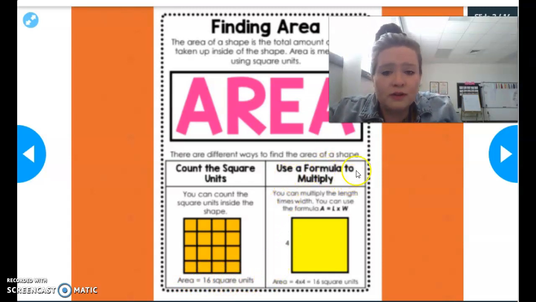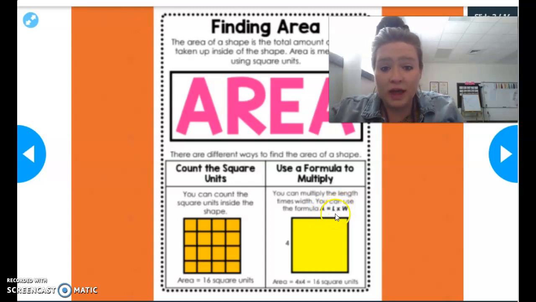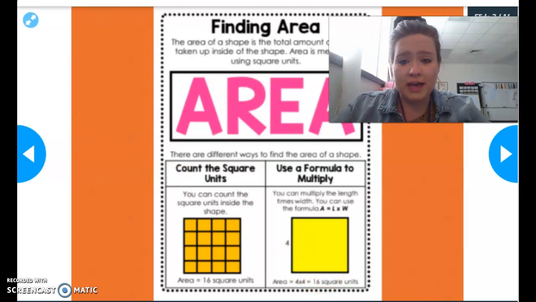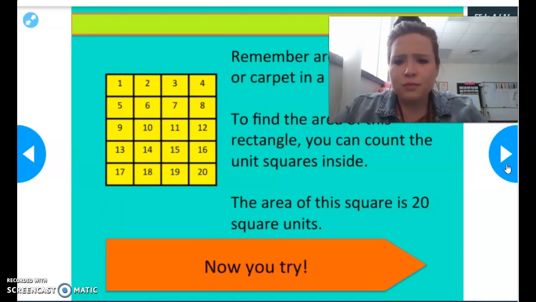Or you can use a formula to multiply. The formula is area equals length times width. So you can multiply using length times width, all right? In a square, we know that all of our sides are going to be the same length. So you would multiply 4 times 4. Okay, area equals 4 times 4, which is 16 square units. All right?